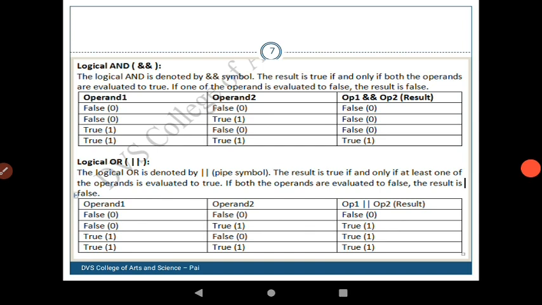Likewise, if operand 1 is 0 and operand 2 is 1, then the result will be 1. Likewise, if operand 1 is 1 and operand 2 is 0, then also the result will be 1. And lastly, if operand 1 is 1 and operand 2 is also 1, then the result will be 1 again.